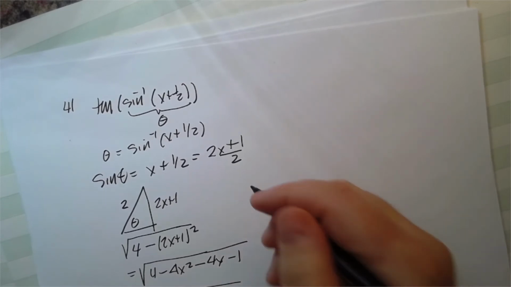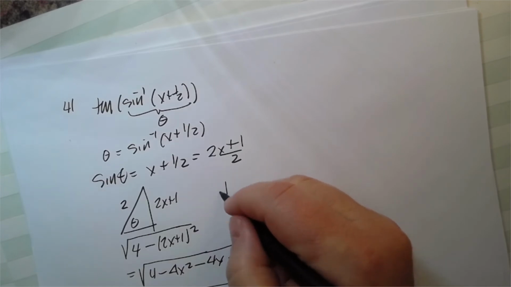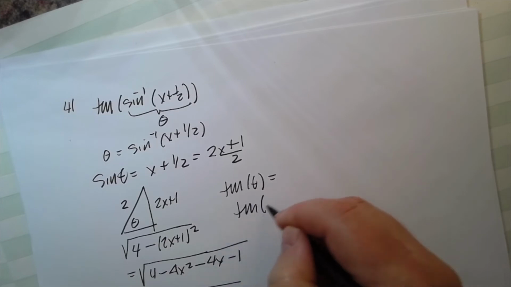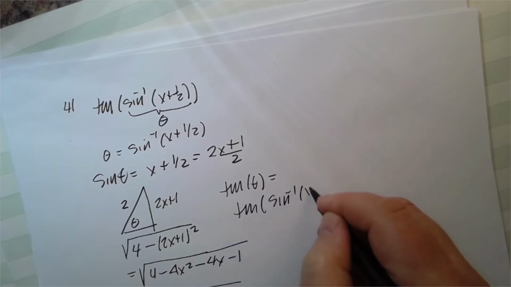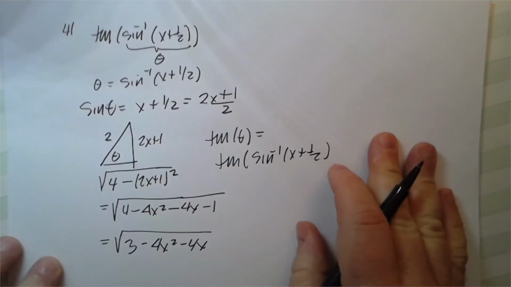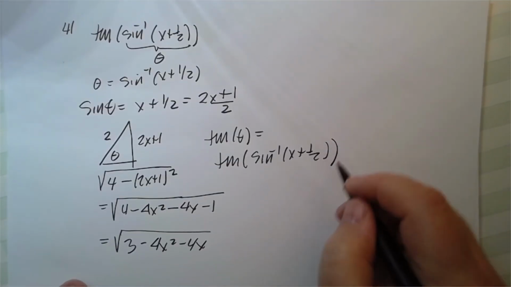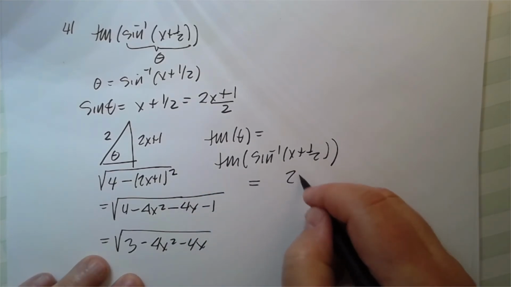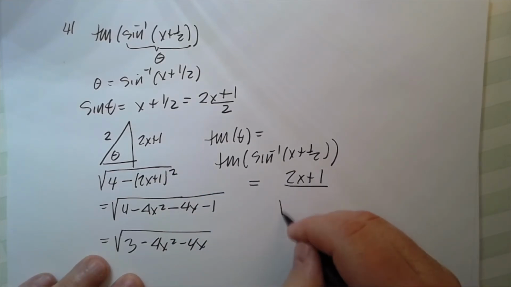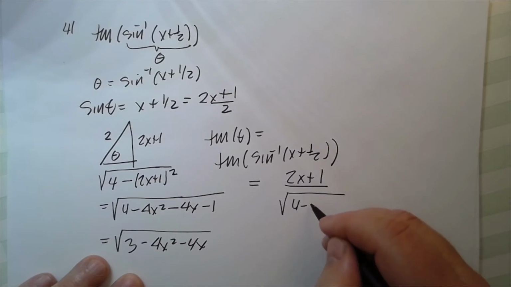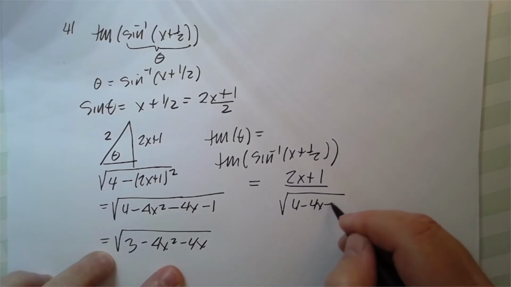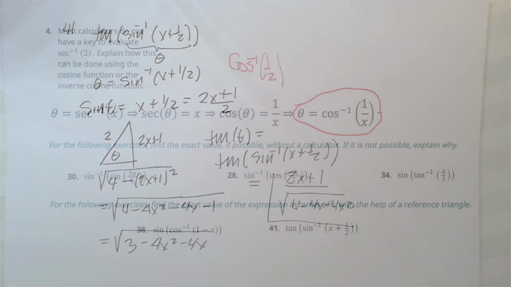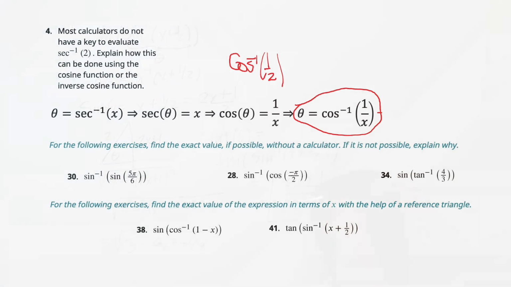Alright, so if I want to do the tangent of theta, which is the tangent of sine inverse of x plus 1/2, this would be opposite over adjacent. Let's flip those two around. And we have our answer there.